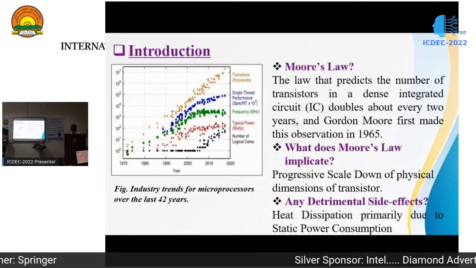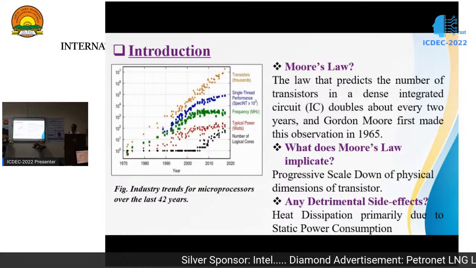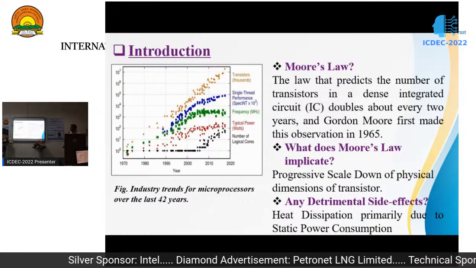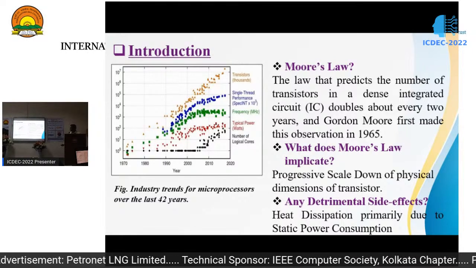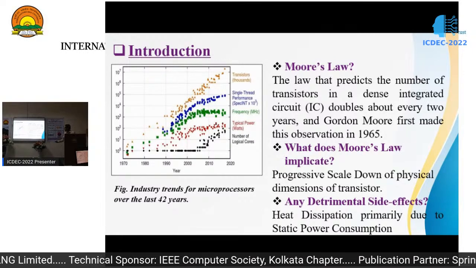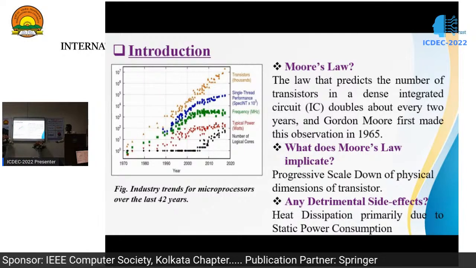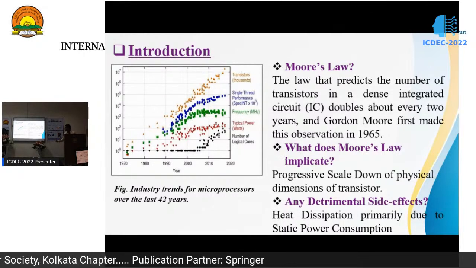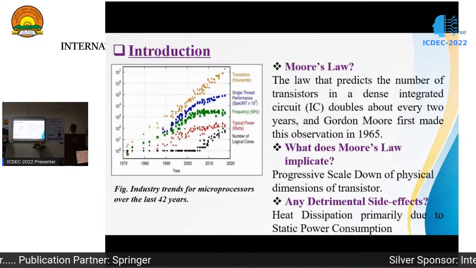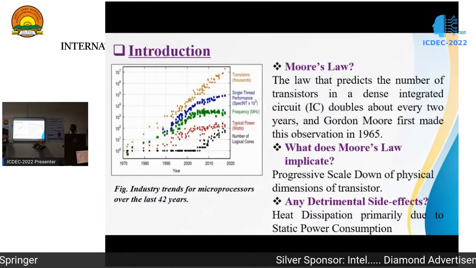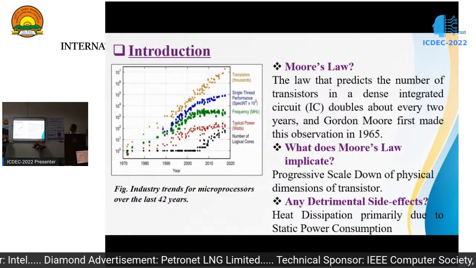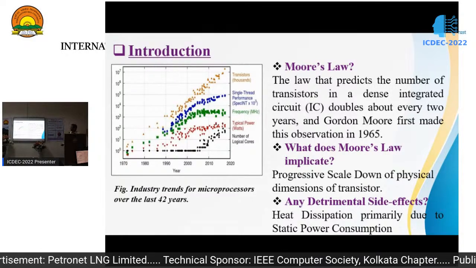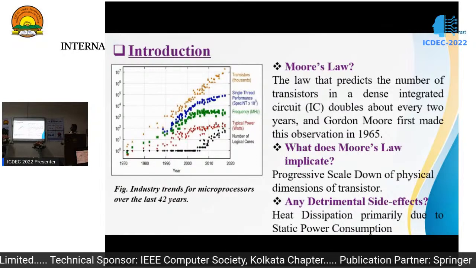So, are there any detrimental side effects because we are scaling down the dimensions? Yes, there are side effects, and the major one is heat dissipation, primarily due to static power consumption. In this curve, we see an industry trend for microprocessors over the last 32 years. From 2010 onwards, there has been a 20% increase in the number of transistors integrated per unit area. But we also need to think about power dissipation. You can see that after 2010, the power dissipation is also rising. So in 2020, we need to make a compromise between the number of transistors and the power consumption.